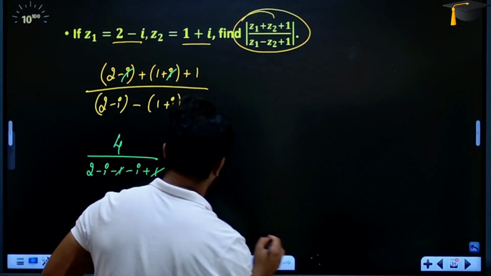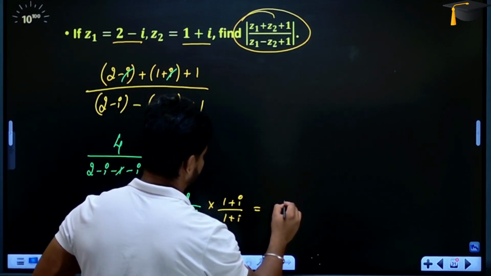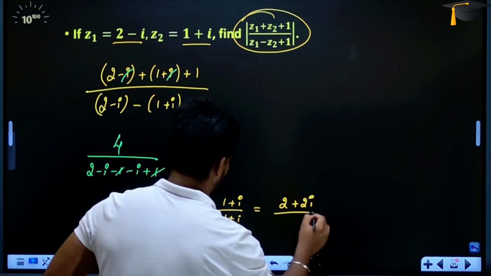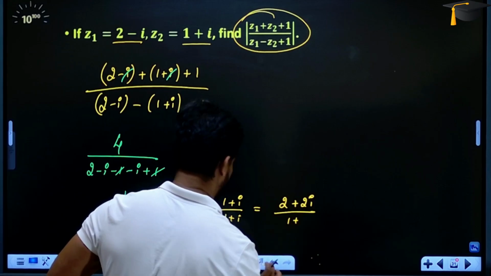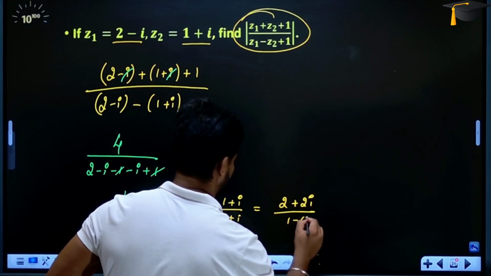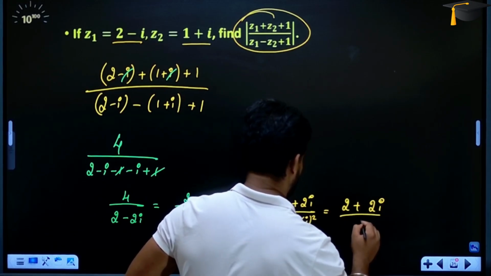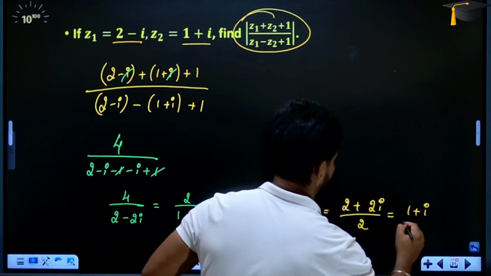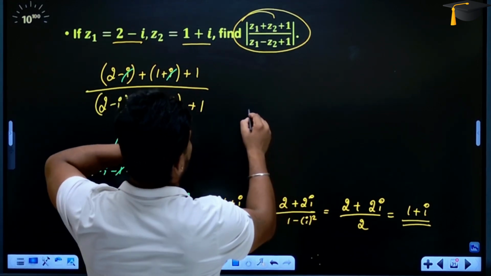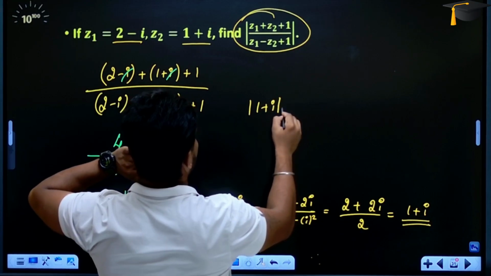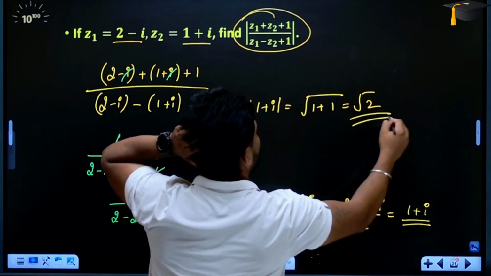2 divided by 1 minus i. So for this, let's do rationalization. Multiply by 1 plus i divided by 1 plus i. So we get 2 plus 2i divided by 1 plus i square, the denominator becomes 1 minus i square, which is 2. So you get 2 plus 2i divided by 2, so you get only 1 plus i, children. Okay, this is the complete a plus ib format. Now what is the modulus of 1 plus i? The modulus of 1 plus i is nothing but square root of 1 plus 1, which is 2. So root 2 is the answer.